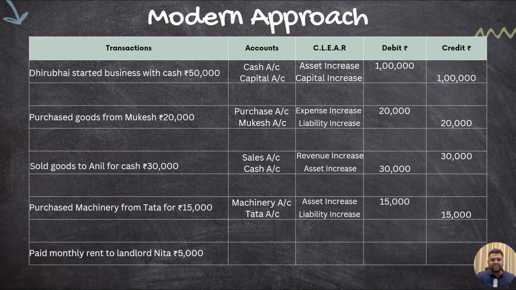Lastly, paid monthly rent to landlord Neeta rupees 5,000. The two accounts here are rent account and cash account. Rent means business expense, expense increases, debit, and if you pay rent, cash reduces, so asset decrease is credit. That's how we've learnt the modern approach better by applying the rules of debit and credit based on C.L.E.A.R.